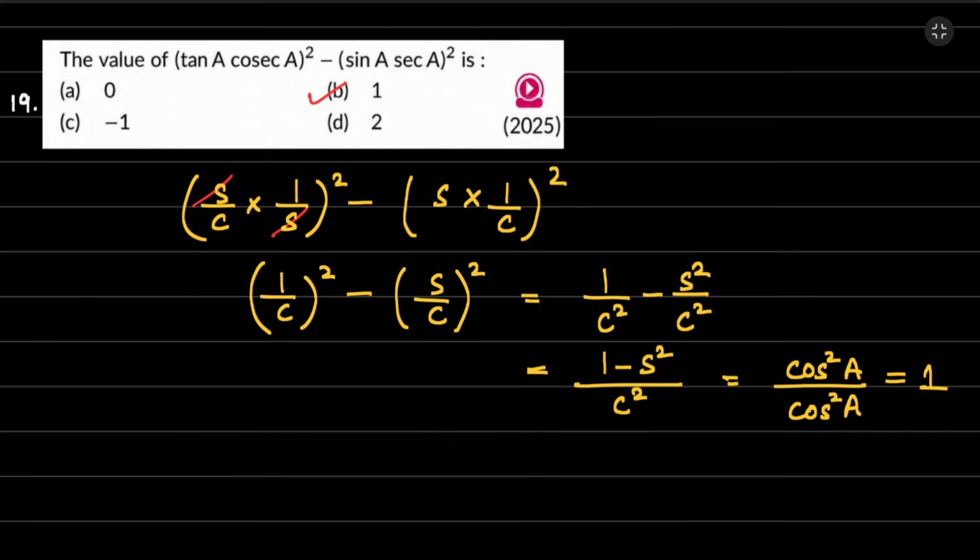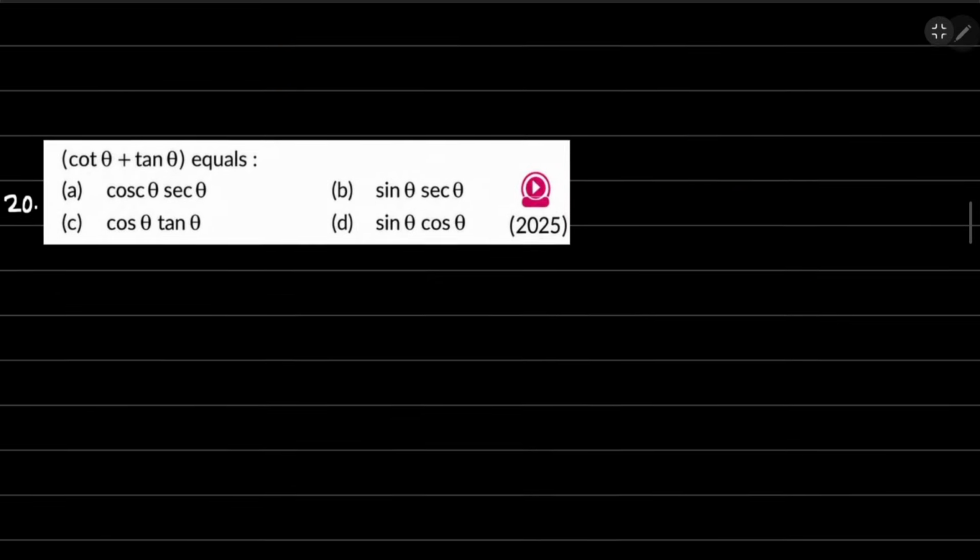I hope it's clear. Again, this is also based on 1 minus sine square equal to cos square, 1 minus cos square is equal to sine square, and sine square plus cos square is equal to 1. Remember these identities. The 20th question of today.